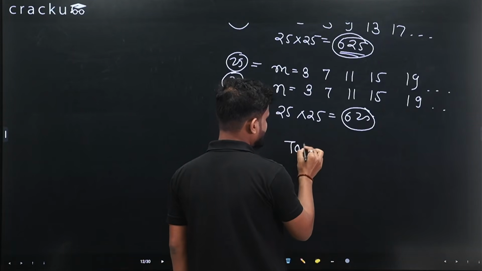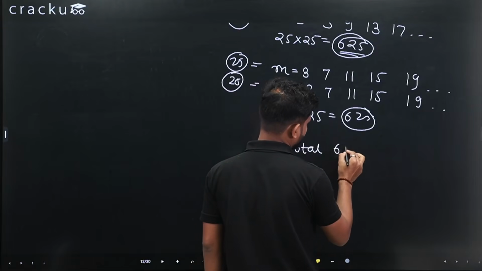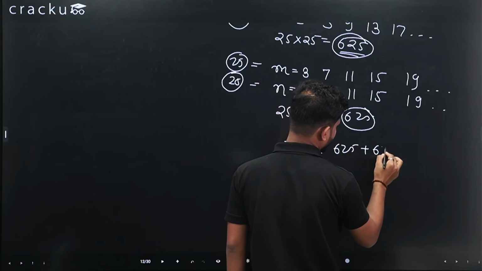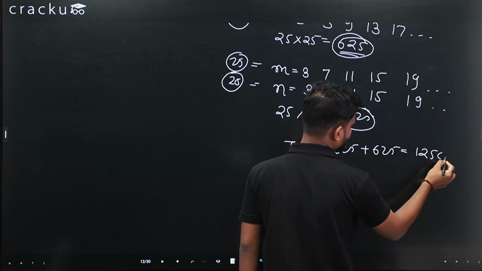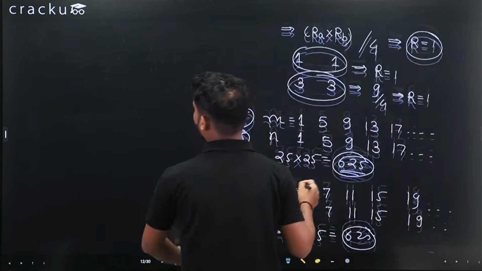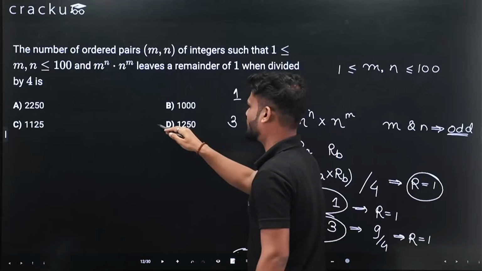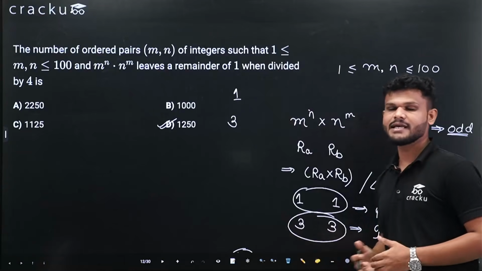So total choices I have: 625 plus 625, which is equal to 1250. So the number of ordered pairs m comma n are 1250. So option D is the correct choice.